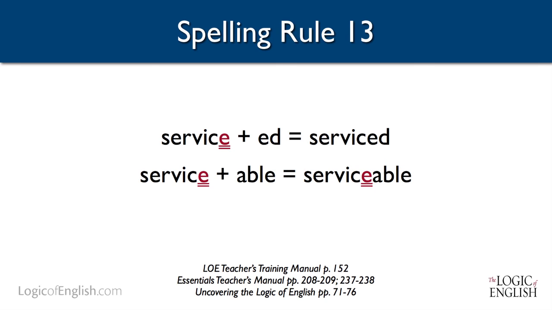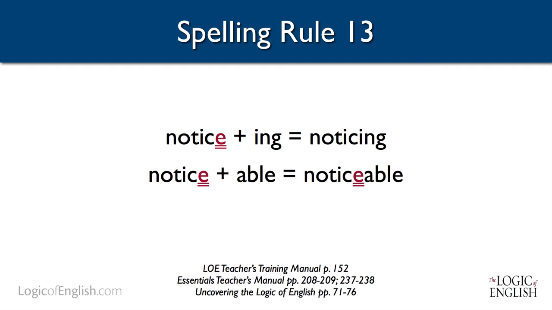We can drop the silent final E in service to make serviced. But why can we not drop the silent final E in service to make serviceable? Because it would say cervicable. C softens to S only before an E, I, or Y. And therefore, if we dropped the E, it would say its hard sound. We can drop the silent final E in notice to say noticing. But why can we not drop the E in notice to make noticeable? You're right, it would say noticable.